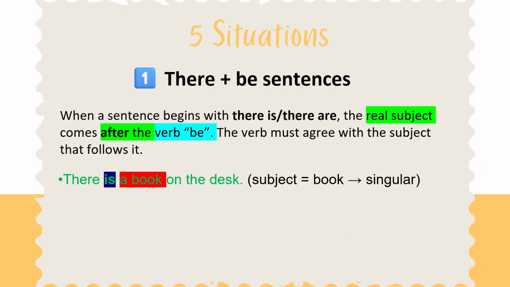Here is one example. There is a book on the desk. There is. Here, the verb is is. After the verb is, a book. This is the real subject. So, in this there be sentence, a book is the real subject. So we know that a book is singular. So for be, we should use is.